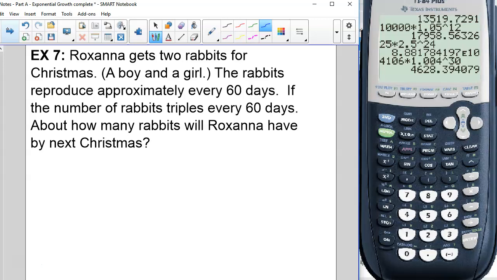Last example. All right. So Roxana gets 2 rabbits for Christmas. One's a boy and one's a girl. This is the problem. The rabbits reproduce approximately every 60 days. If the number of rabbits triples every 60 days, about how many rabbits will Roxana have by next Christmas? Okay?